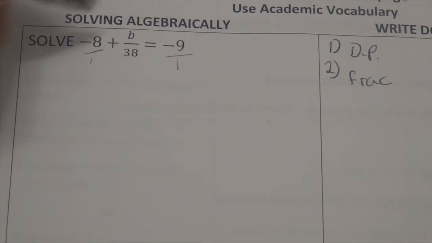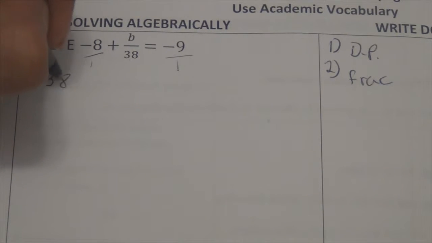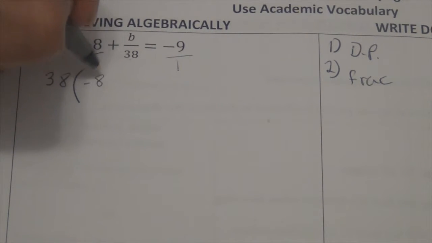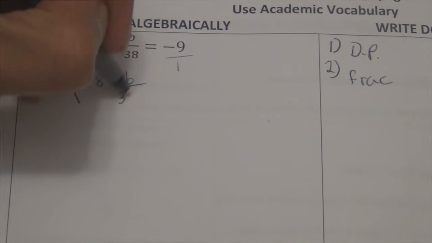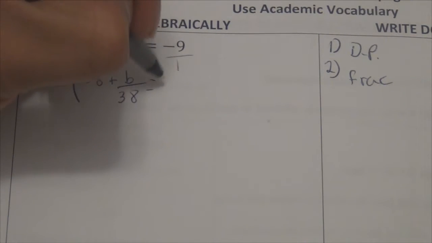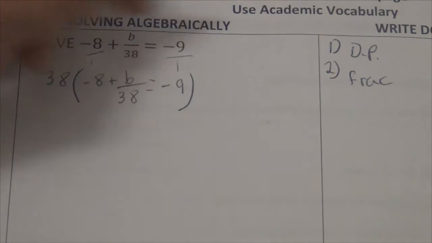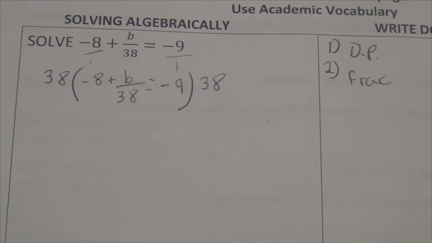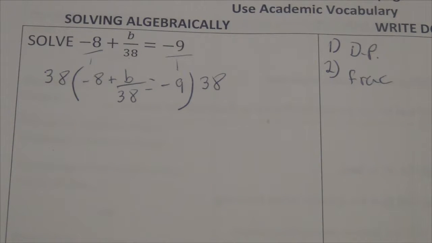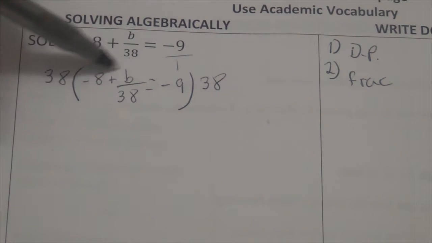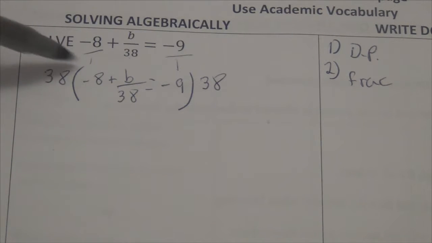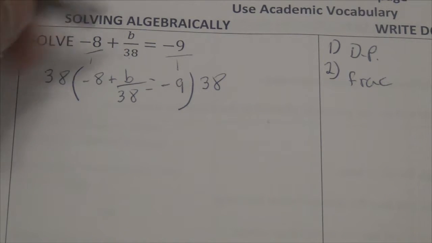So I am going to multiply both sides by 38. So 38 times negative 8 plus b over 38 equals negative 9 times 38. Remember, we're multiplying sides, not just numbers. So on this side I have these 2 terms that have to be multiplied by 38. So it's like the distributive property all over again. Okay, so let's start multiplying. What is 38 times negative 8? That's 304.